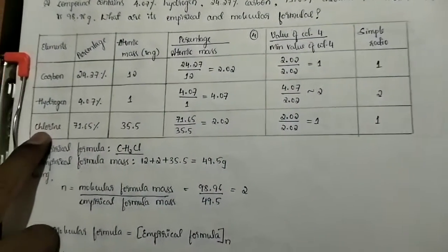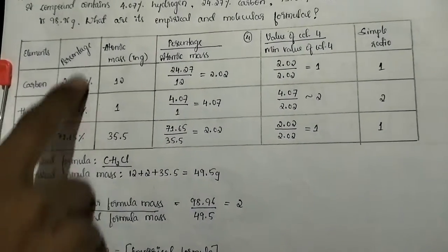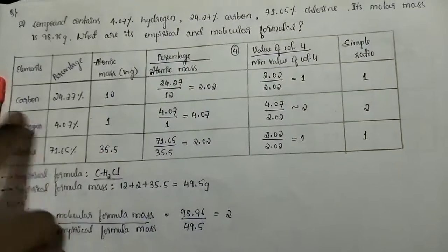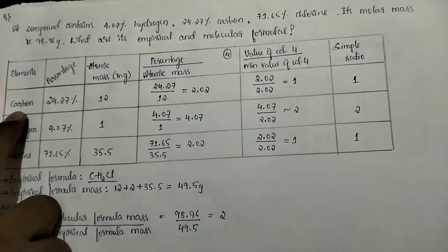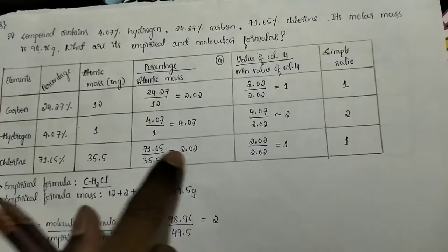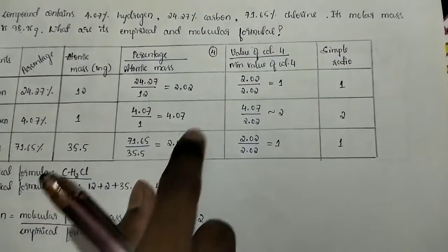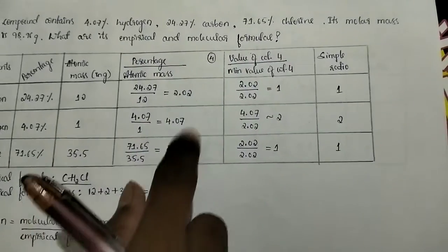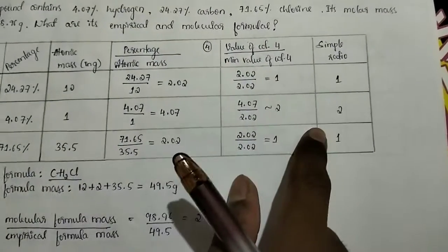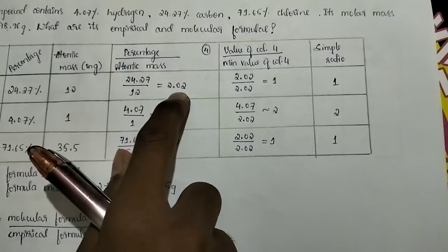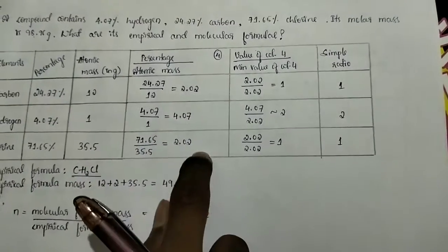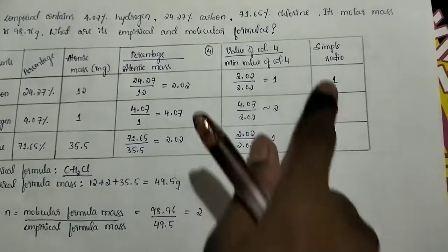Overall approach was we took 6 columns. First consists of elements, the second the percentages, third the respective atomic masses of the elements. Then in the fourth column we are dividing the percentage by atomic mass, and we get some numbers. Among them we are going to choose the least number, and in the fifth column we are going to divide every number by the least number. Here it's 2.02. From this we are going to get a simple ratio.